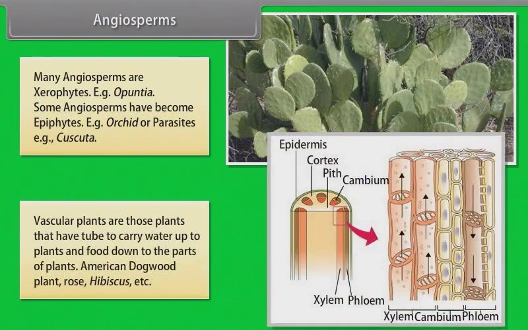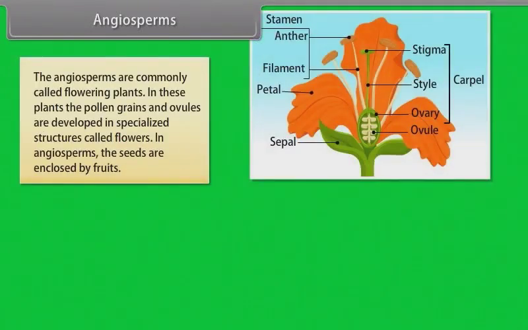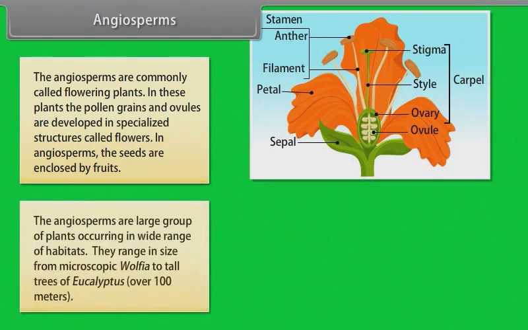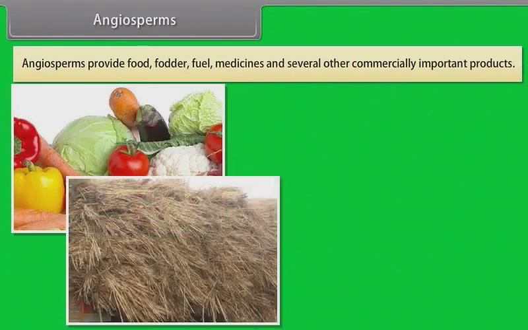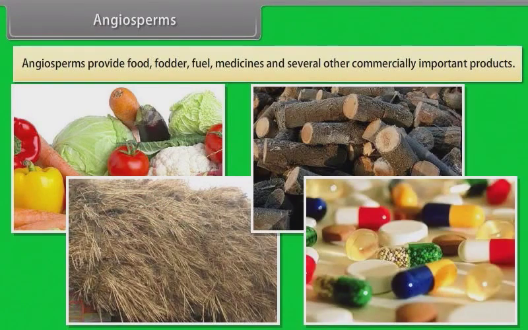Vascular plants are those plants that have tubes to carry water up to the plants and food down to the parts of plants, like the American dogwood plant, rose, hibiscus, etc. The angiosperms are commonly called flowering plants. In these plants, the pollen grains and ovules are developed in specialized structures called flowers. In angiosperms, the seeds are enclosed by fruits. The angiosperms are a large group of plants occurring in a wide range of habitats. They range in size from microscopic Wolffia to tall trees of Eucalyptus over 100 meters. Angiosperms provide food, fodder, fuel, medicines, and several other commercially important products.